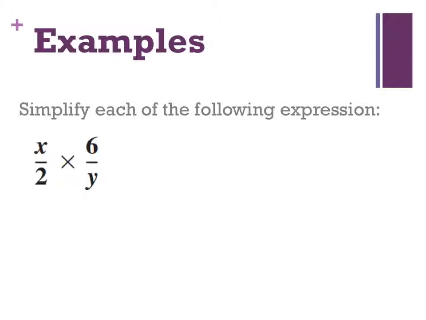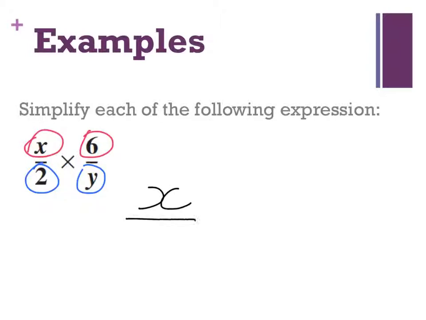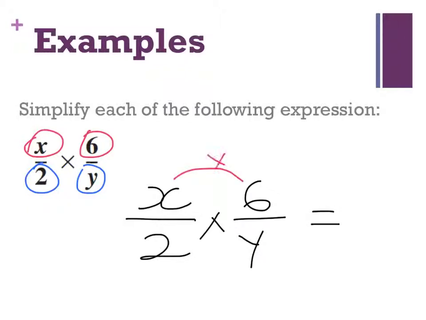Let's have a look at this example here. I remember with normal numerical fractions, so fractions that just involve numbers, when I have two of them and I want to multiply, I just multiply my numerators and my denominators by each other. So here, x on 2 multiplied by 6 on y. First thing I do, x multiplied by 6 is 6x. Then I've got 2 multiplied by y, which is 2y.